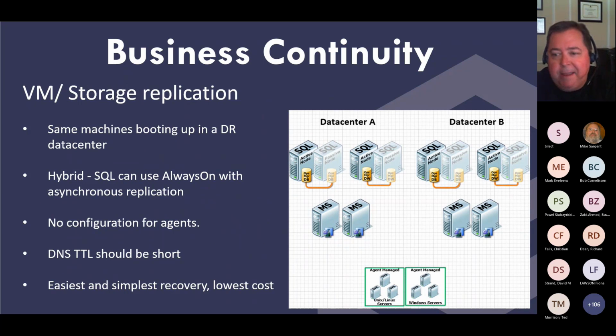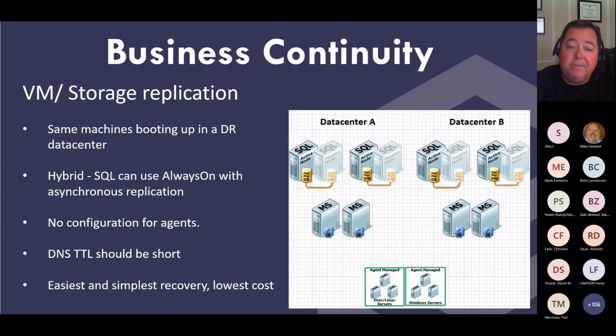Okay, so now we'll talk about my favorite solution, which is VM and storage replication. This is where I have a single management group and I'm literally taking the same machines and booting them up in a disaster recovery data center. So whatever I have in data center A, I have maybe VMware or Hyper-V VM replication to another one. Maybe I have block level storage replication to move the SQL data over, or I'm using AlwaysOn and using replicas with AlwaysOn. So it can be a hybrid approach. But I've seen this work in a lot of customers that have this capability.